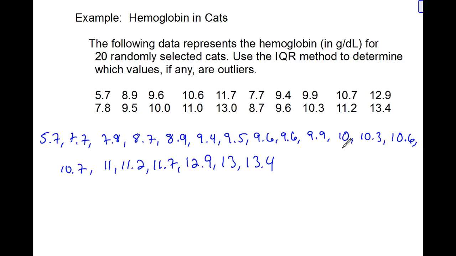And I want to first find my Q1. Or I'm sorry, Q2 is the first thing. And so there are 20 values. And so halfway through 20 is 10. So let's see here. 1, 2, 3, 4, 5, 6, 7, 8, 9, 10. So it's going to be in the middle here. So Q2 is going to be equal to 9.9 plus 10 divided by 2. So Q2 is going to be 9.95.